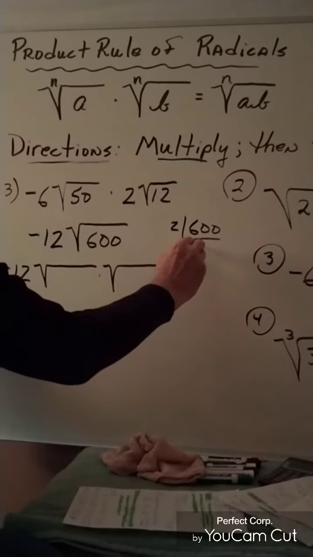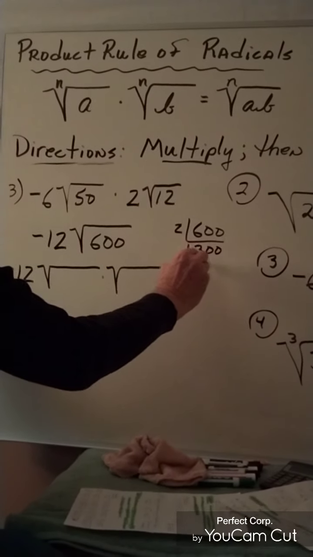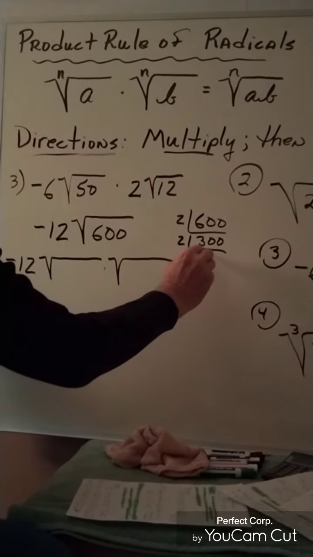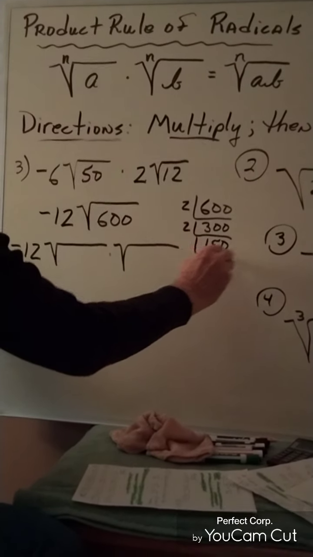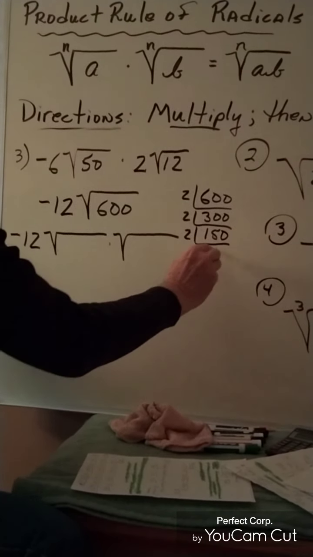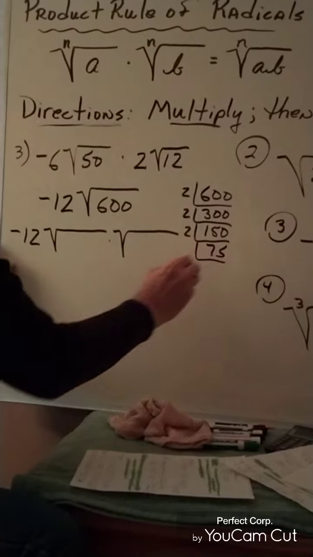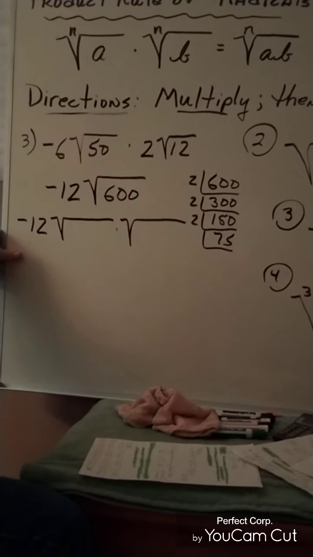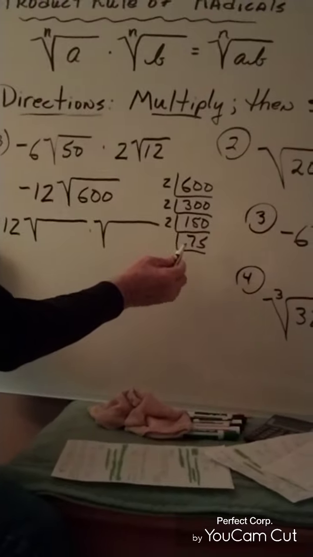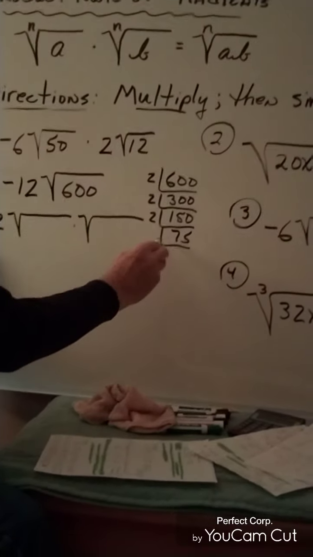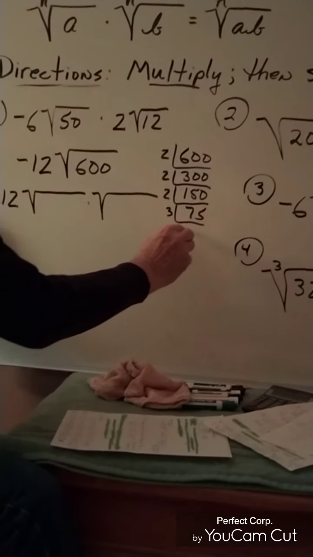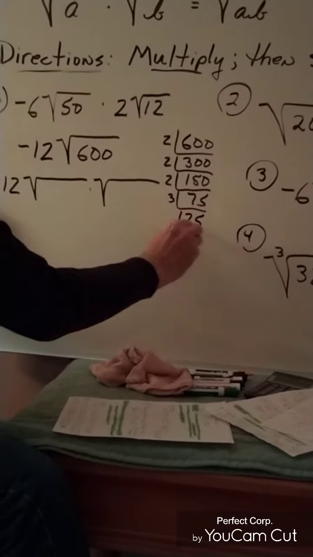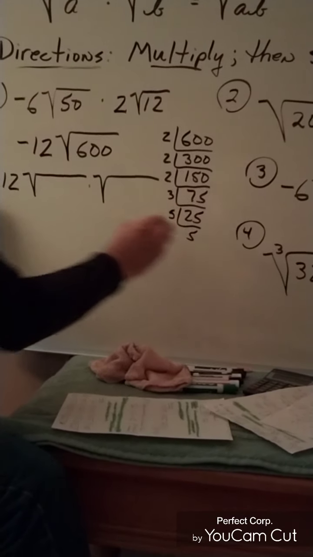2, 300. 2, 150. 2, 75. Can't do it by 2 anymore. Let's go to the 3. 7 plus 5 is 12. Yes. 3, 25. 5, 5.